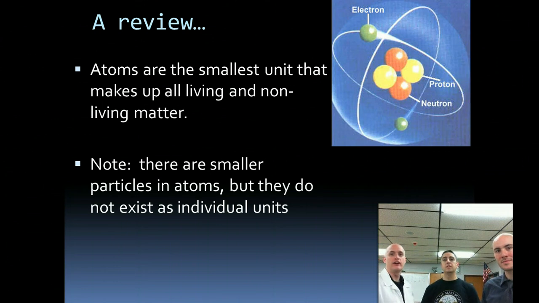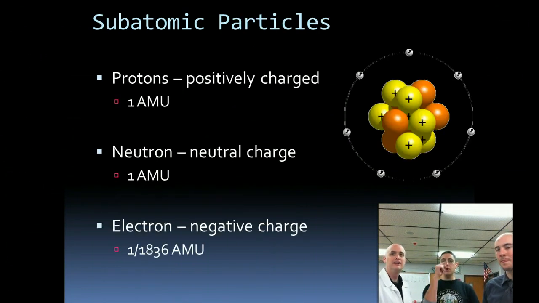I see it in the picture right there. It looks like protons and neutrons are in the middle. Yep, and electrons are going, woo! Cool. So as a review, protons are the positively charged particle. Neutrons are the neutral charge. They don't have a charge. Then electrons are orbiting around the outside.